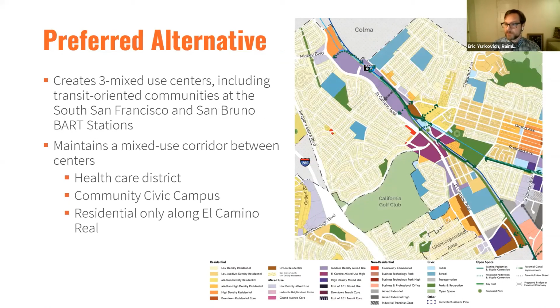So here's what that map looks like for the El Camino corridor. Again, you have this mixed-use center at BART, Chestnut, and down here at Spruce. You have this residential focus here along the southern portion of El Camino. You have your healthcare district here next to your civic center here.